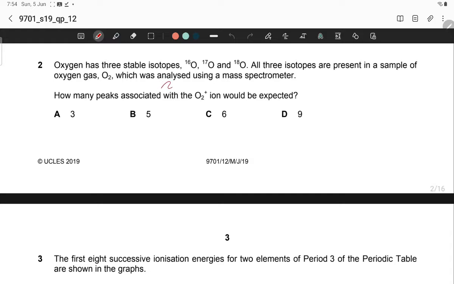Oxygen has three stable isotopes: O16, O17, O18. All three isotopes are present in a sample of oxygen gas, O2, which was analyzed using a mass spectrometer. How many peaks associated with the O2 positive ions would be expected? So let's solve.